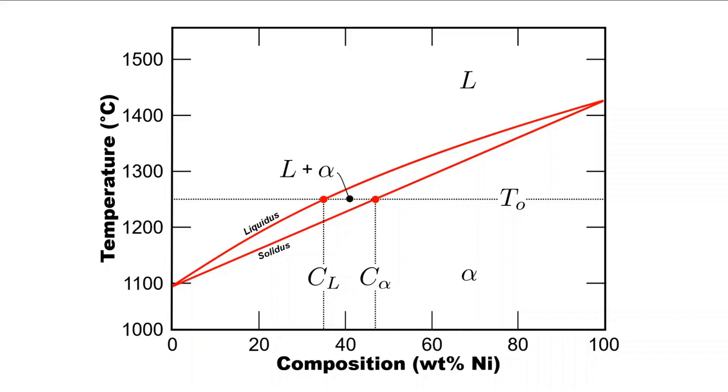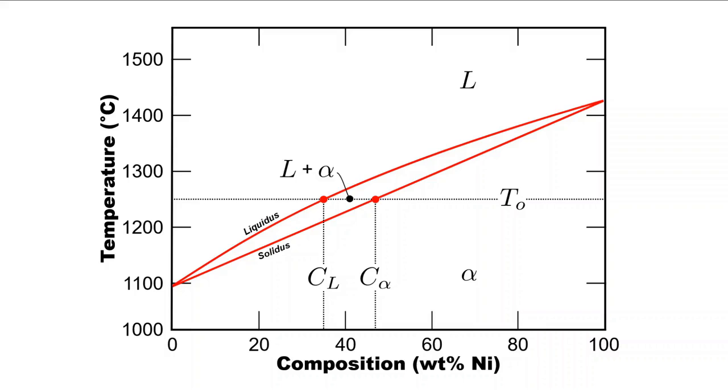It has a singular solid phase, denoted here with alpha, which indicates there is complete solid solubility of nickel and copper, or vice versa. Complete solid solubility is very rare because it requires atoms that are similar in size, valency, preferred crystal structure, and electronegativity.